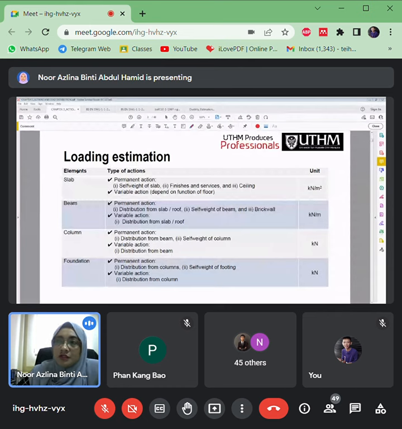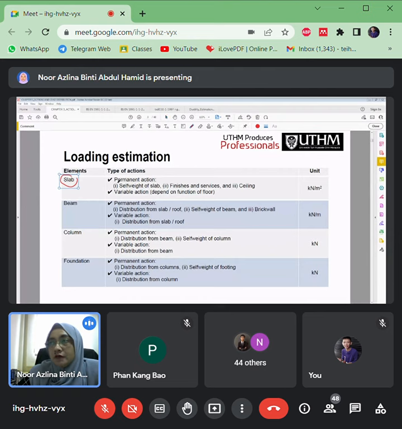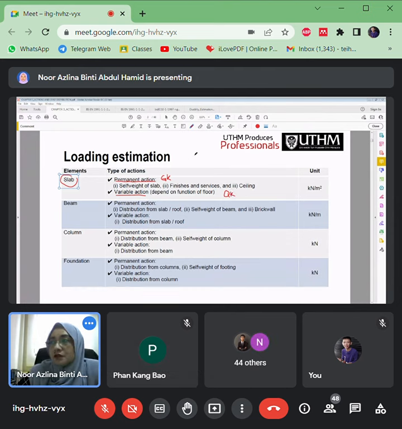So in load estimations, there are many types of actions, according to the structure part. Let's say for the slab here, we have a permanent action, which is Gk, and then we also have to consider the variable action, which is Qk here. If I sketch the slab here, this slab is supported by the beams. So this is the slab, and this is the beam here.